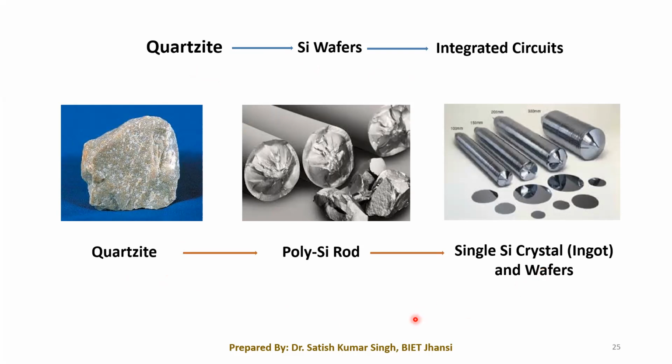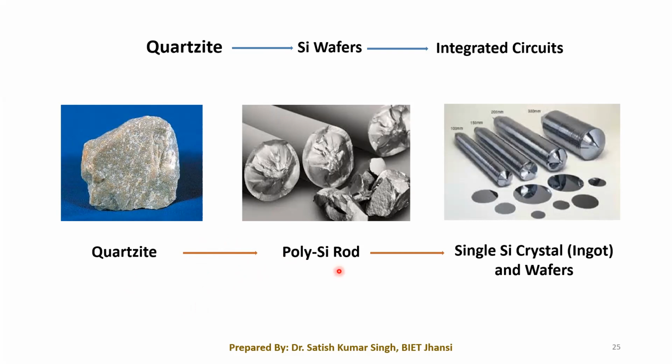Now you can see this quartzite. When we need to convert the quartzite into polysilicon, this step will again be broken up into different stages. It is not that the quartzite will be directly converted to polysilicon. No, there are several steps that we need to follow. What are the different steps to convert a quartzite into a polysilicon rod?